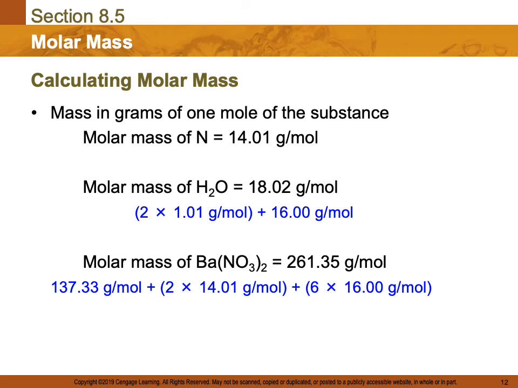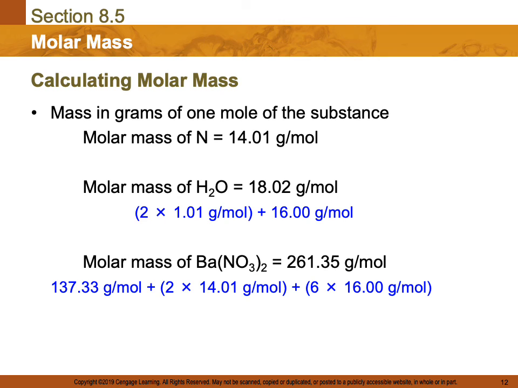However, for a compound or any molecule, you need to add up the masses for each element in the compound. If the element has a subscript other than 1, you need to multiply the mass of the element by that subscript. So for water, which has the formula H2O, the molar mass is 2 times the mass of hydrogen, which is 2 times 1.01, plus 1 times the mass of oxygen, which is 1 times 16. Added together, that makes a molar mass of 18.02 grams per mole.